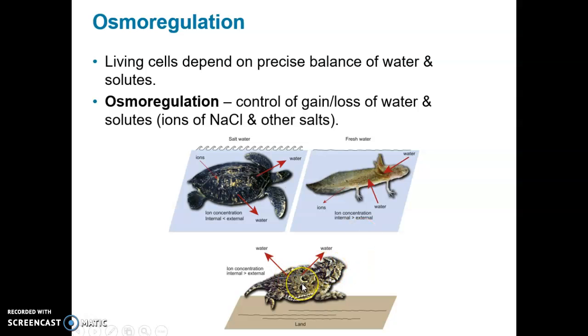If you're a terrestrial animal, well, then the problem is water loss through evaporation, desiccation. So you need mechanisms to prevent that, like dry skin, for example, or scales on a lizard.